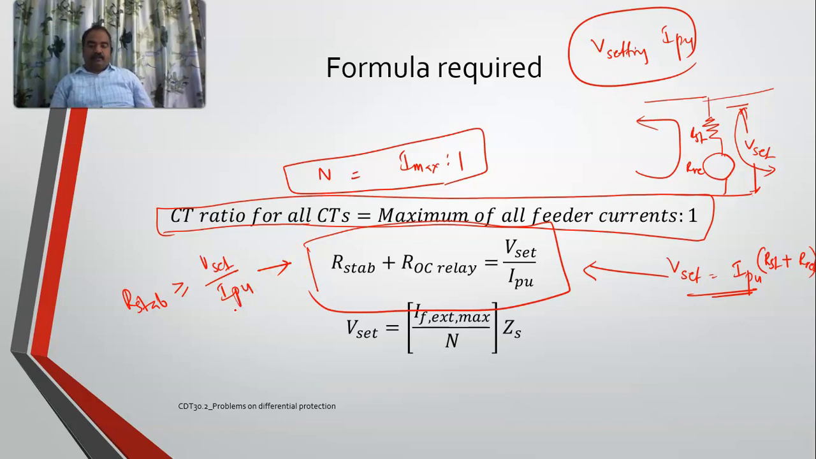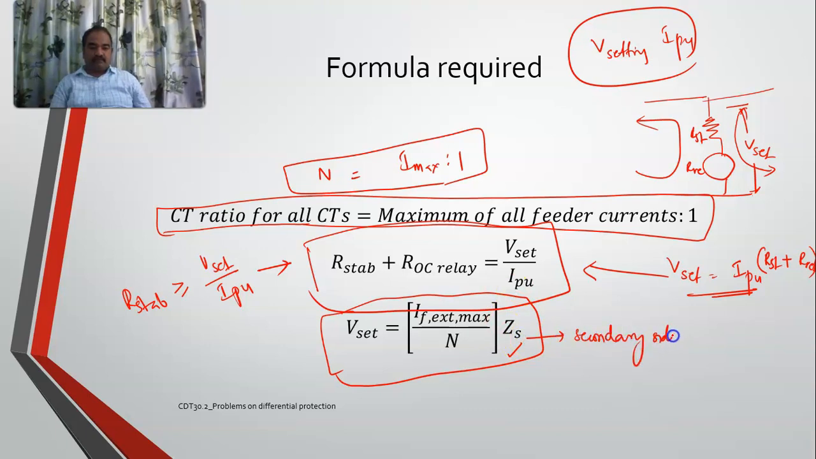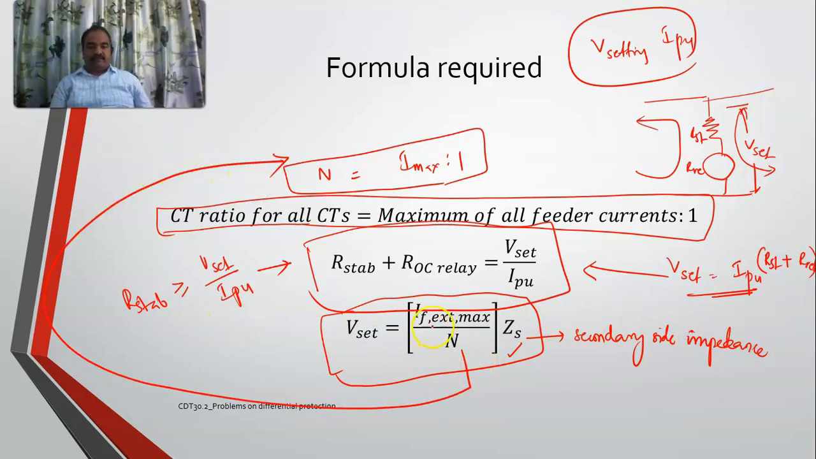Okay. And the next thing is regarding the external fault currents. We have seen in the last lectures itself that this is the formula: V set is equal to IF external max into ZS by N, where ZS is nothing but the secondary side impedance, where N is the CT ratio. This is the thing which you will be calculating all the time.